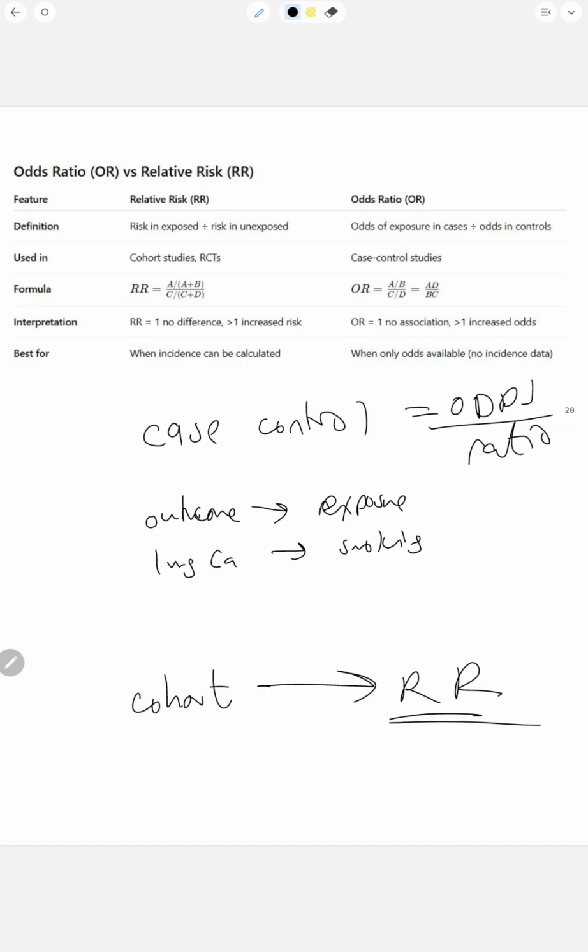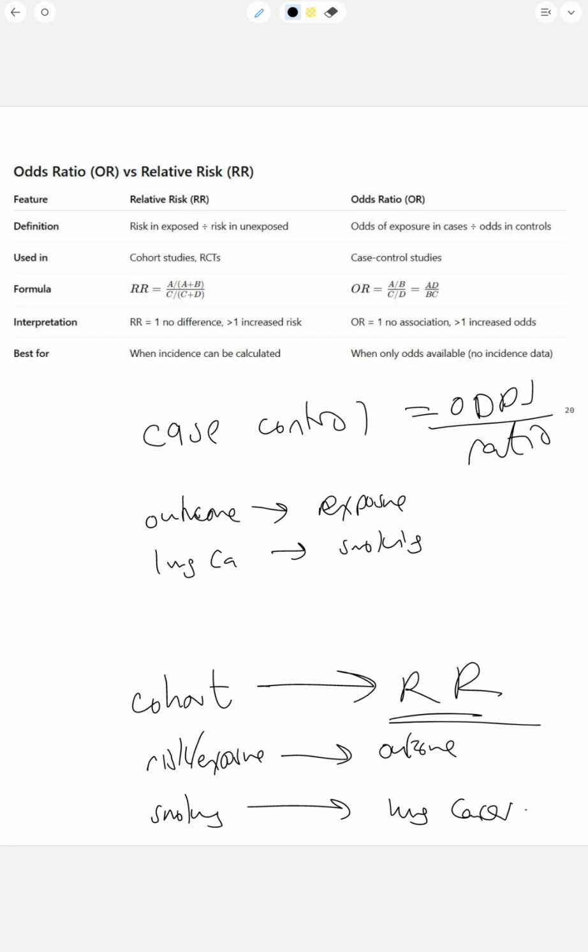All right, and then again, remember, cohort study, you're starting with the risk or exposure, and then you're working forwards in time to check how many develop the outcome. For example, smoking, following these patients up over time, see how many develop lung cancer.